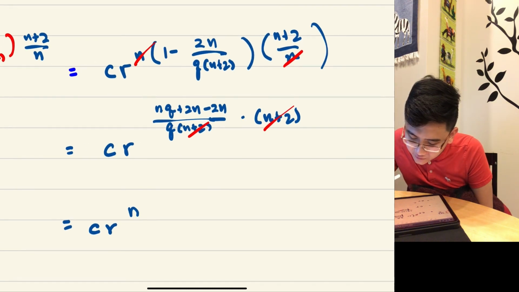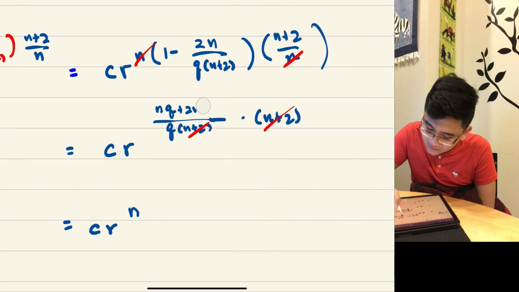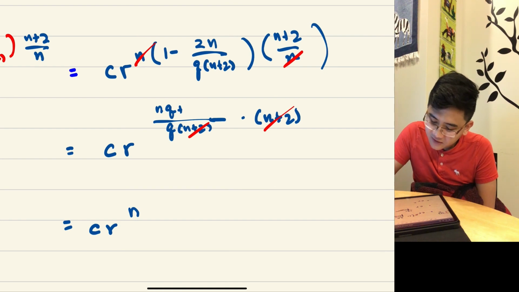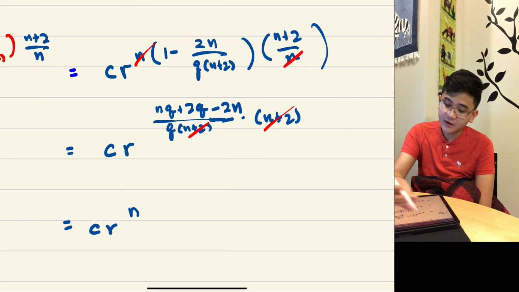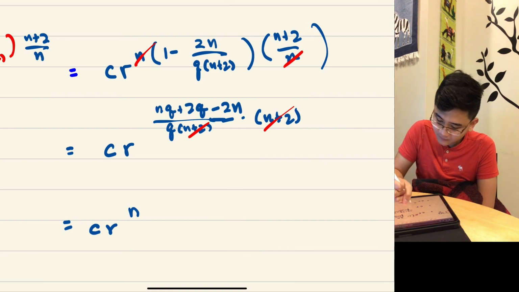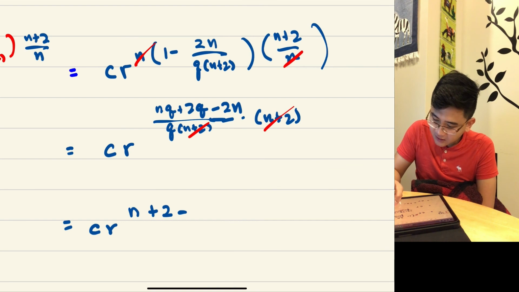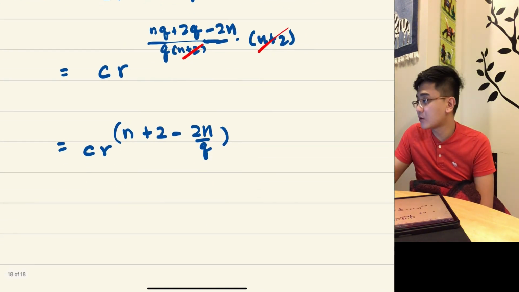Wait, there is something wrong here. I am sorry. This is supposed to be nq plus 2q, so 2q minus 2n. Okay. So we have nq over q, that's n. 2q over q, that is 2. Minus 2n over q. Okay, so we are almost there.